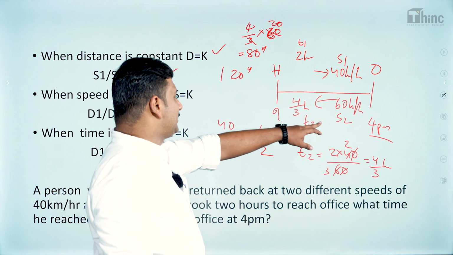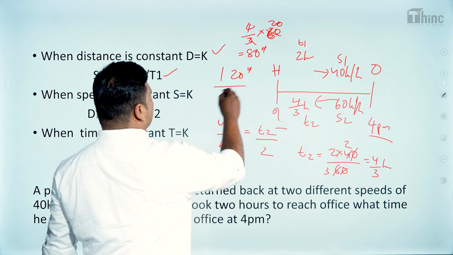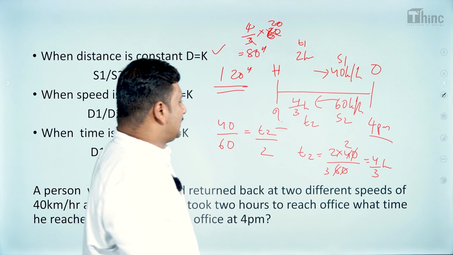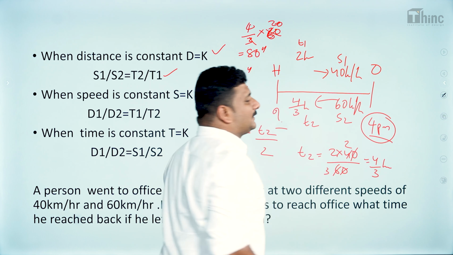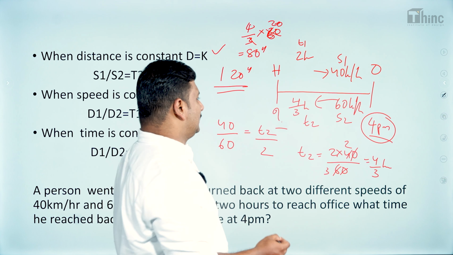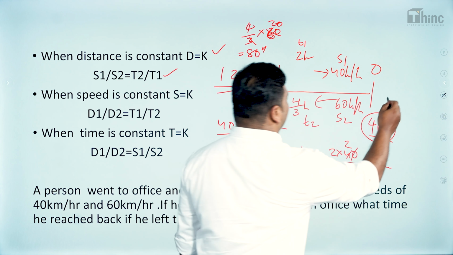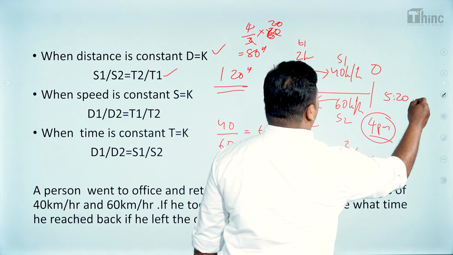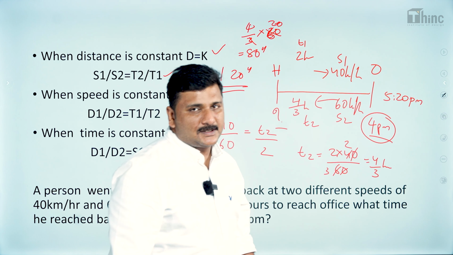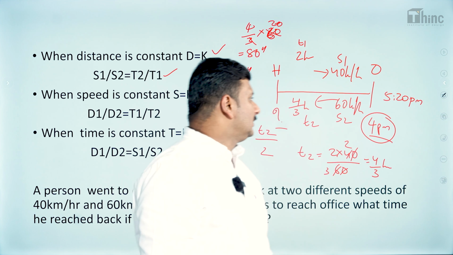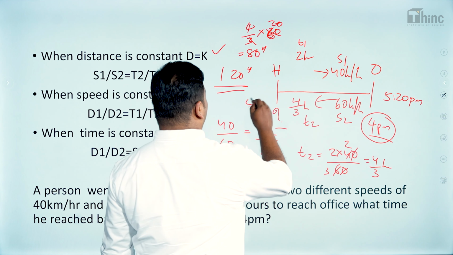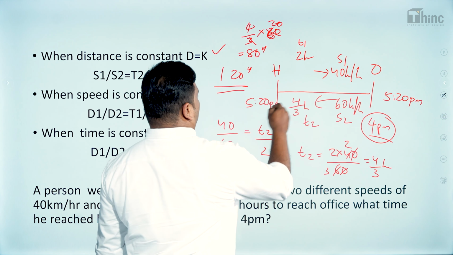So he takes 4 by 3 hours to move back. 4 by 3 hours means 1 hour and 20 minutes. So that means if he left at 4 p.m., after 1 hour and 20 minutes, he will reach back. So 1 hour and 20 minutes after 4 p.m. means 5:20 p.m. will be the correct answer. So 5:20 p.m. is the time at which he reached back at the same point.